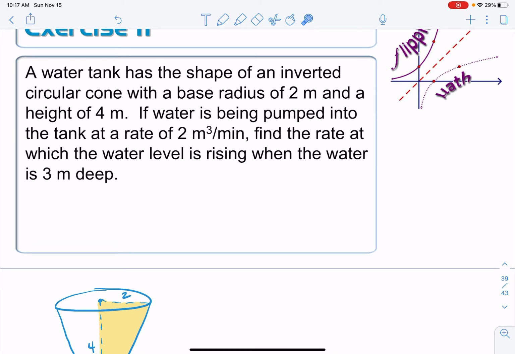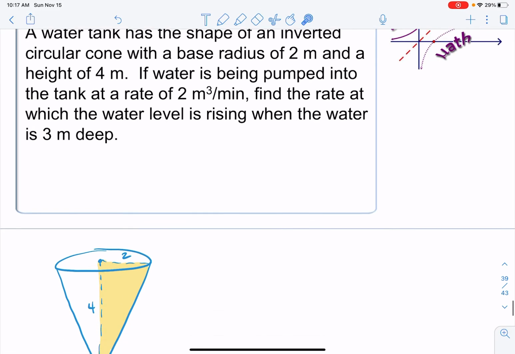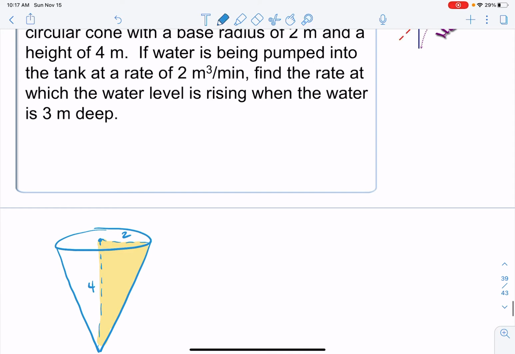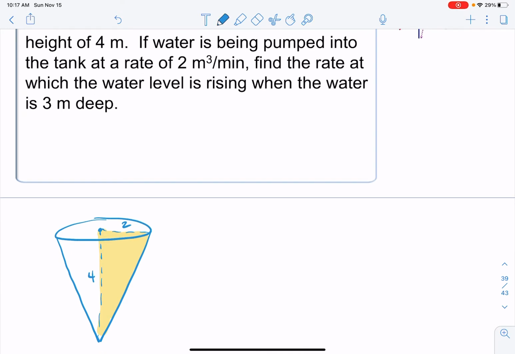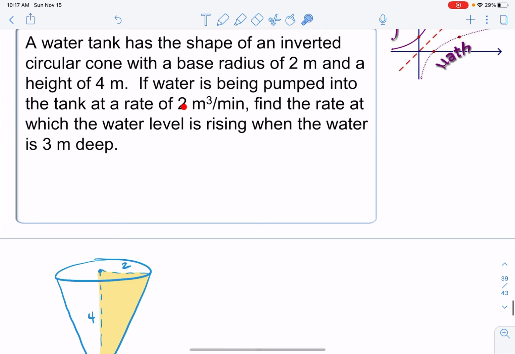Let's see. I got all of those marked down. If the water is being pumped into the tank at a rate of 2 cubic meters per minute, find the rate at which the water level is rising when the water is 3 meters deep. Okay, a lot of stuff to process here. We've already written down the radius and the height of this cone, but what's the next number? It is 2 cubic meters per minute. And notice that it just says water is being pumped in.